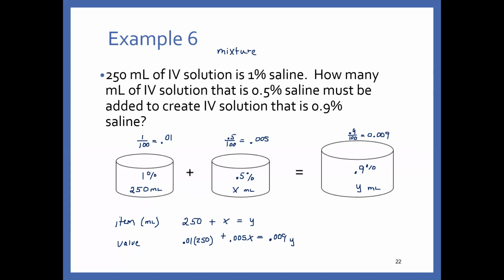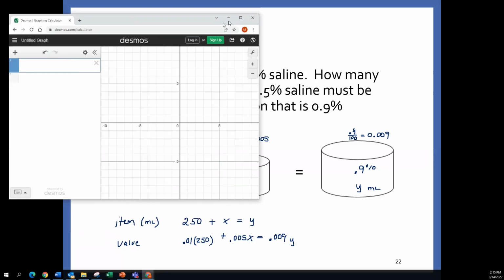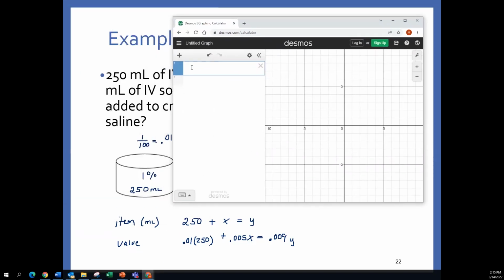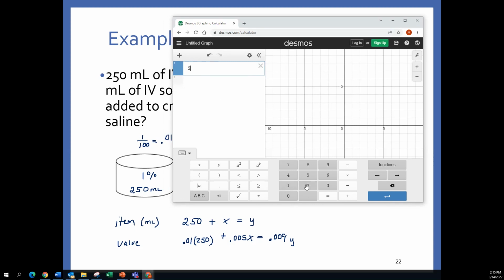So I'm going to go to my decimal scrapping calculator in order to solve. And I'm going to type in my equation. So my first one is 250 plus X equals Y. My second one is 0.01 times 250 plus 0.005X equals 0.009Y.